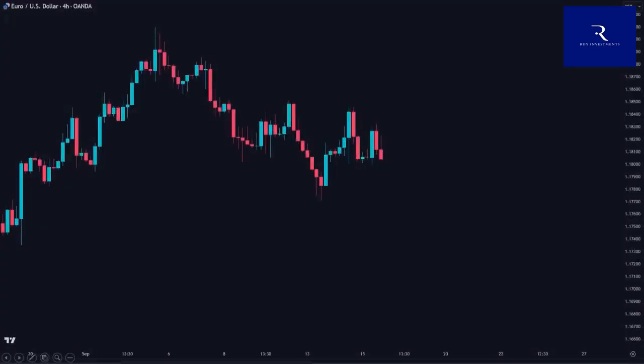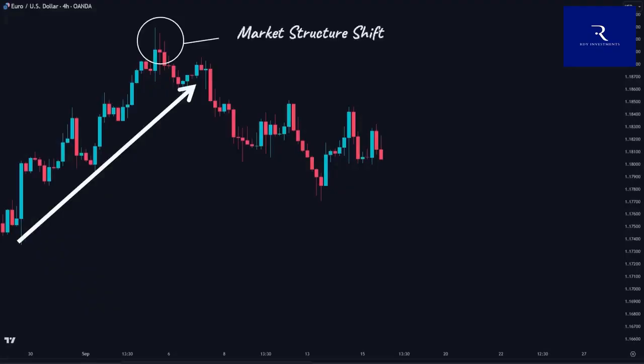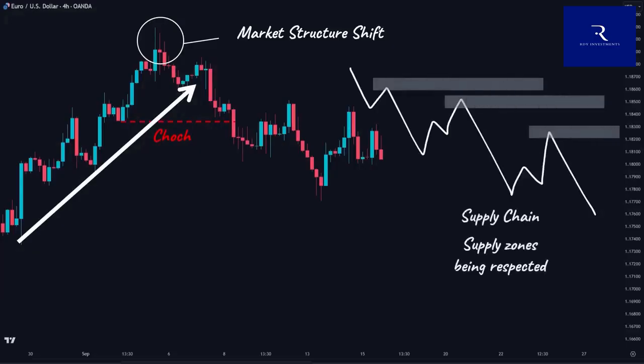So here we have EURUSD on the 4-hour chart. The market was in a long-term uptrend until it got exhausted and shifted direction. After breaking the demand zone to the downside, it started to create lower lows and lower highs, which means we are witnessing a bearish trend right now. In a bearish trend, the market will create and respect the supply zones over and over again, which we call a supply chain.